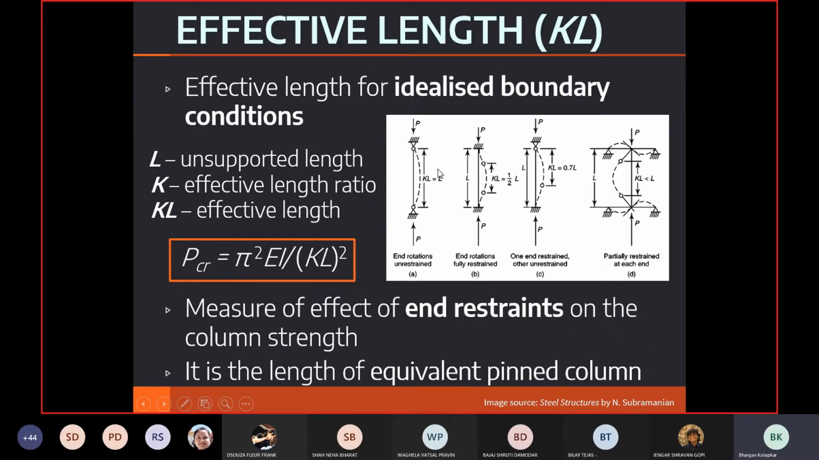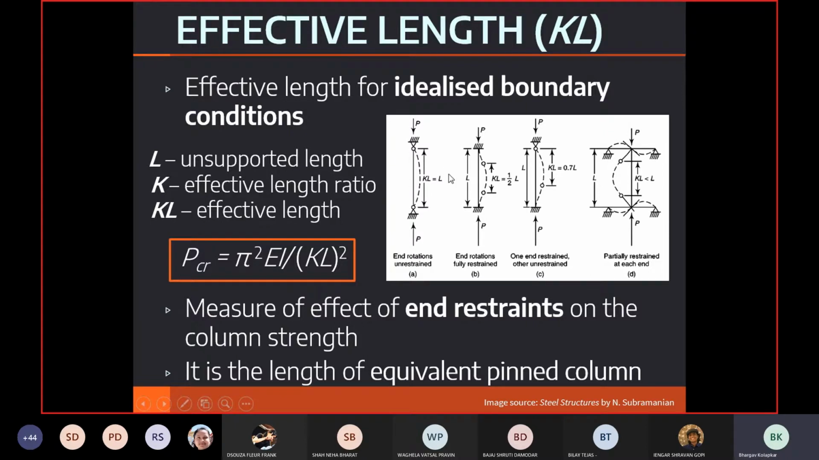So imagine this is a pin supported column, you apply load here, the column buckles. Now just measure the distance between points of inflection or points that have 0 moment. Now since it is simple support, obviously the moment at the support itself is going to be 0. So in this case, the effective length is equal to the unsupported length. So here, the term K, which is called the effective length ratio, it is the ratio of the effective length to the unsupported length, is 1 in this case.